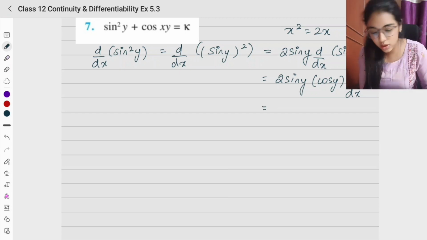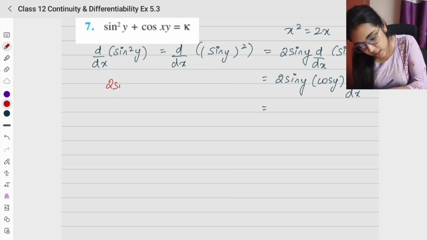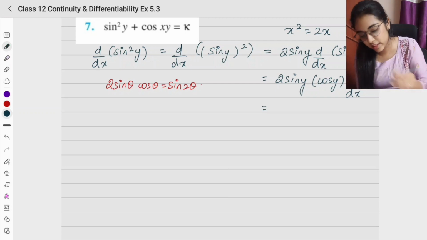What is 2 sin theta cos theta? It is going to be sin 2 theta. Correct? 2 sin theta cos theta is sin 2 theta. You learned this in your trigonometry class 11. Correct? You need to remember all that.